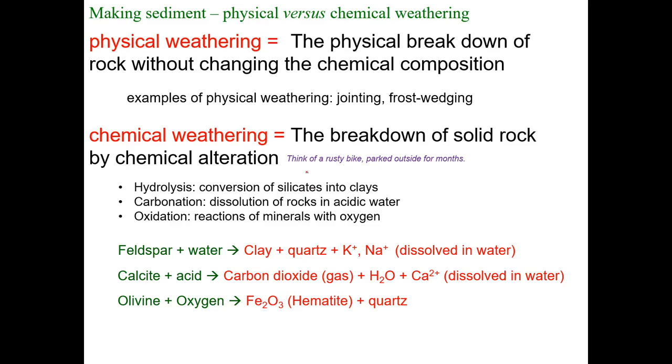In order to produce sediment, we need to have weathering, okay? Weathering is a process that breaks down solid rock. We have physical weathering and chemical weathering. Chemical weathering is the breakdown of solid rock by chemical alteration. Physical weathering is the breakdown of solid rock without changing the chemical composition.